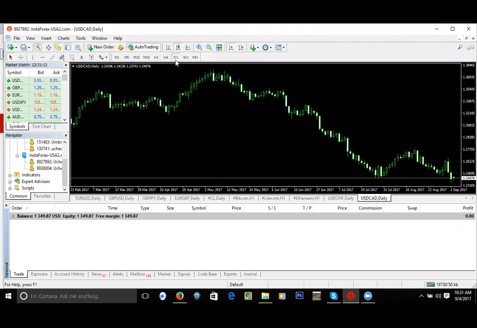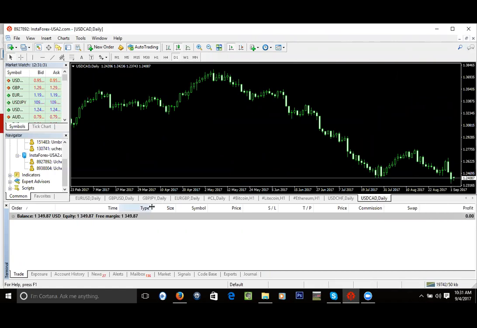Assuming you put it on daily trade, this is the current market of the day. From this candlestick down to this point are all previous charts. Here is the current candlestick of US Canada.